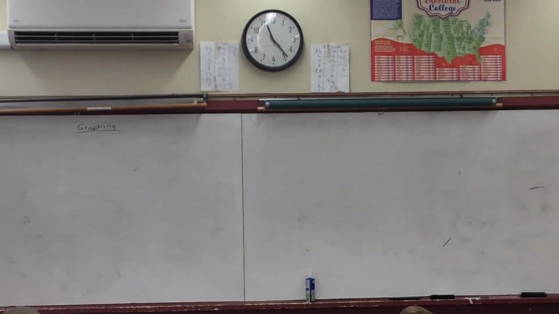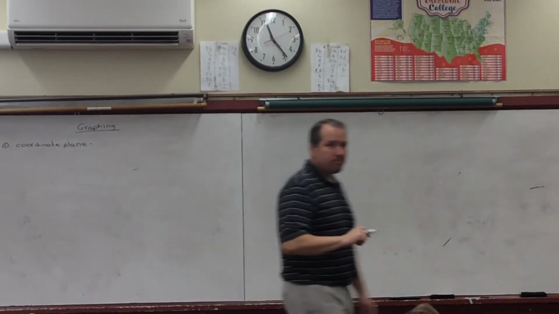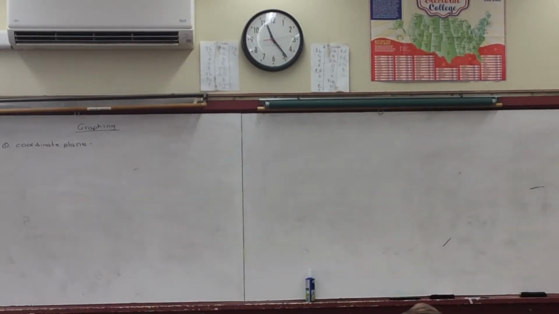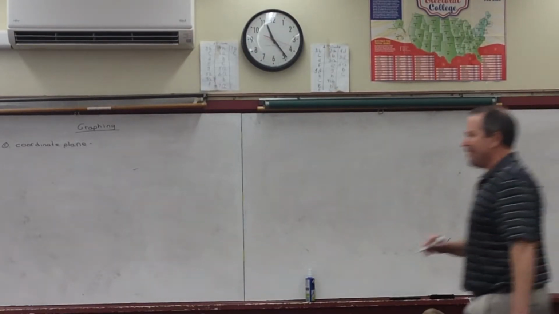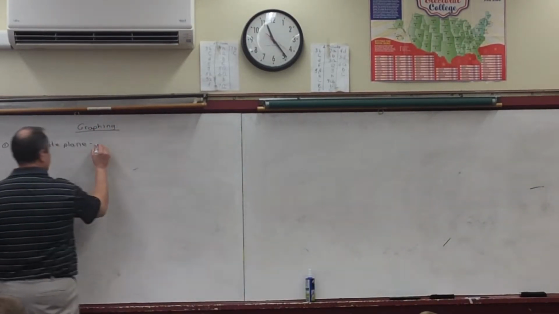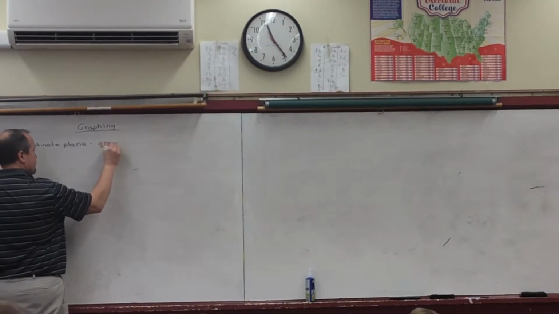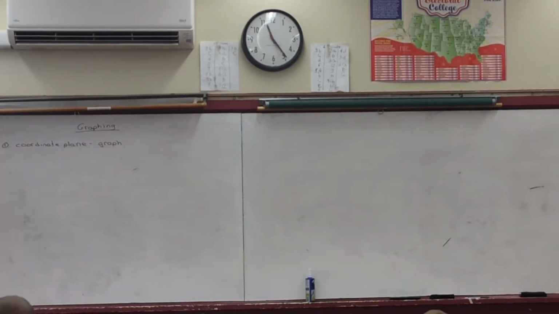As far as vocab words, what is a coordinate plane? That's just a fancy name for what? A graph. Why do we call it a coordinate plane when we can simply call it a graph? Because when you're graphing, you're setting up coordinates.